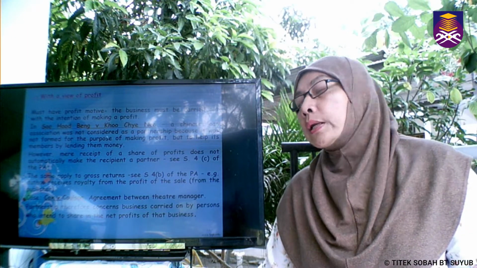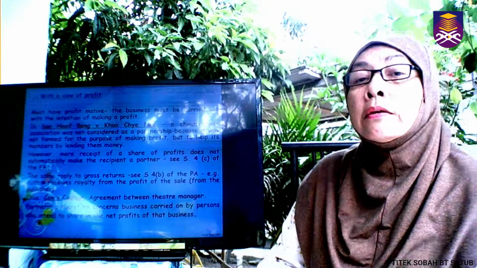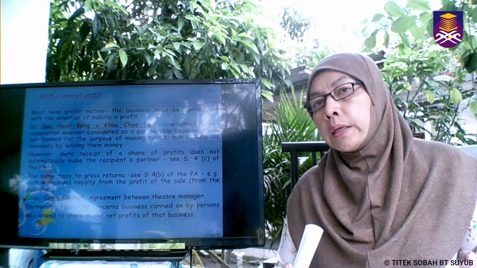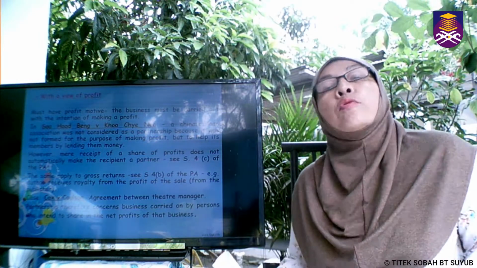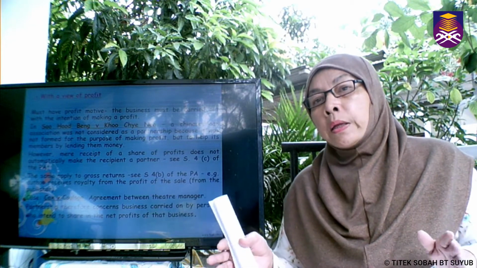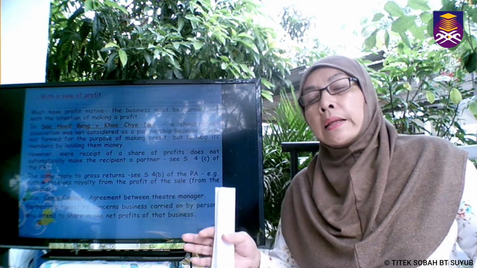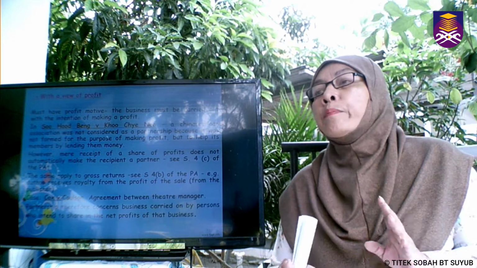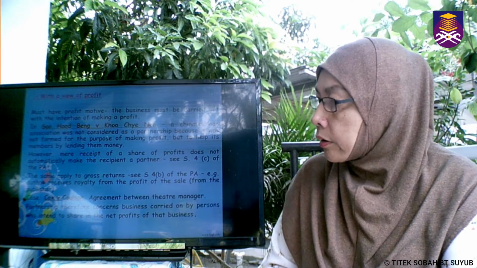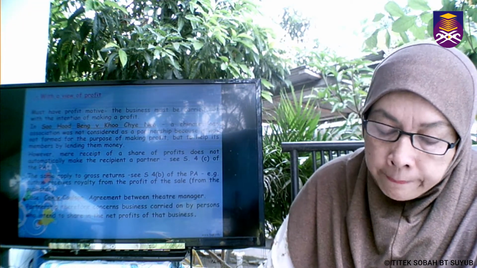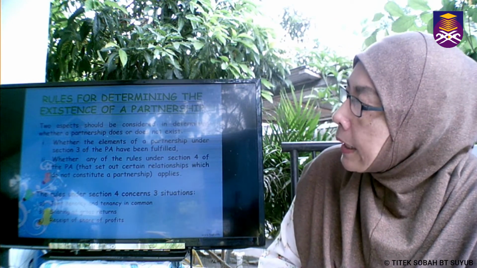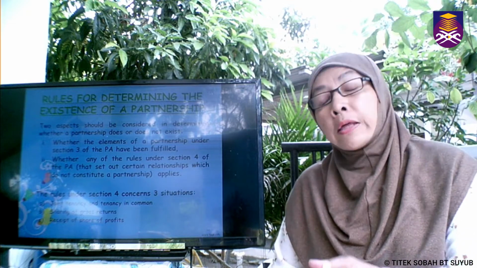So let us have a look at the case of Cox versus Coulson, whereby this is an agreement between a theatre manager. So this theatre manager is going to provide the theatre, the place where the show is going to be held, and the other parties are going to provide the scenery, the actors and the actresses. Okay, and then they agreed that they will share a certain amount of the gross return. And the court held actually this is not a partnership. As I told you earlier, you must share the net profit. So okay, we have completed section 3.